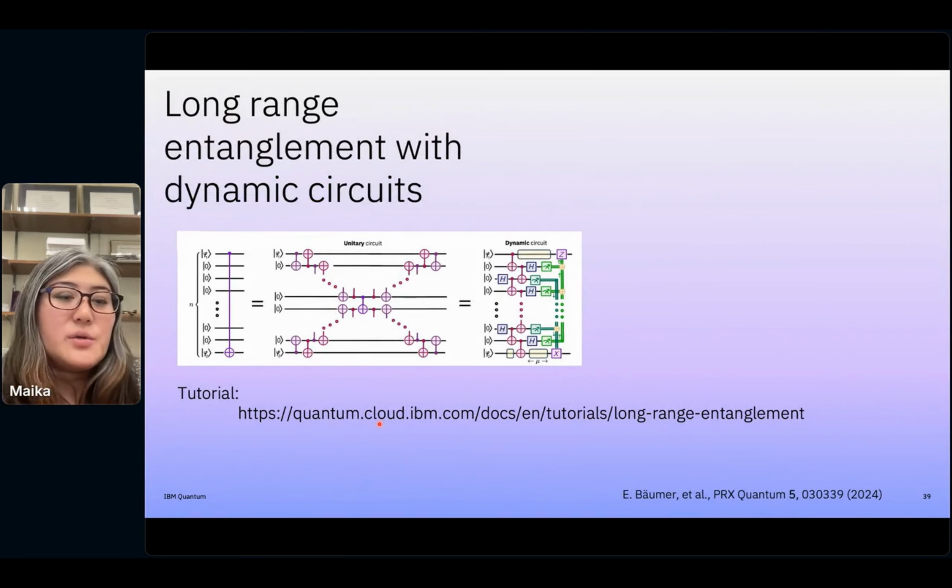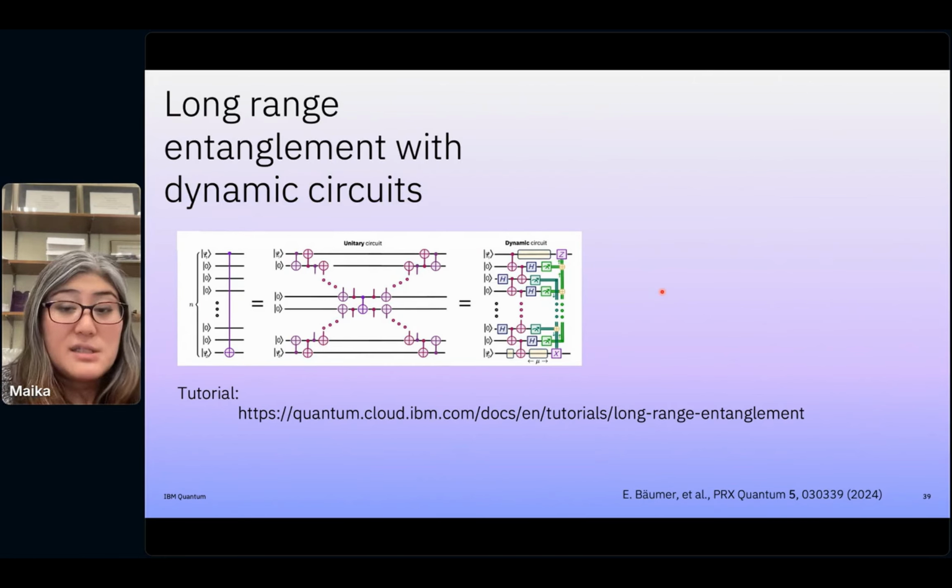Now, I want to use this tutorial that I have, the long-range entanglement, to discuss the new features that we have added so far. Long-range entanglement between distant qubits is challenging on devices with limited connectivity, but this tutorial shows how dynamic circuits can generate such entanglement by implementing a long-range CNOT gate using a measurement-based protocol. Following Elisa Baumer's paper, the method uses mid-circuit measurement and feed-forward to achieve constant depth gates, regardless of qubit separation. It creates intermediate Bell pairs, measures 1 qubit from each pair, and applies classically conditioned gates to propagate entanglement across the device. So this avoids the long swap chains that are needed with unitary circuits.